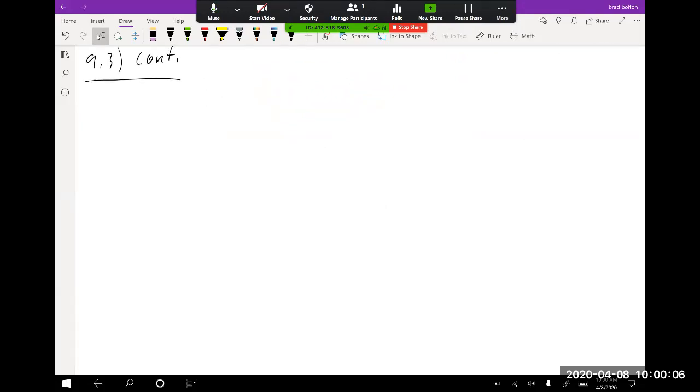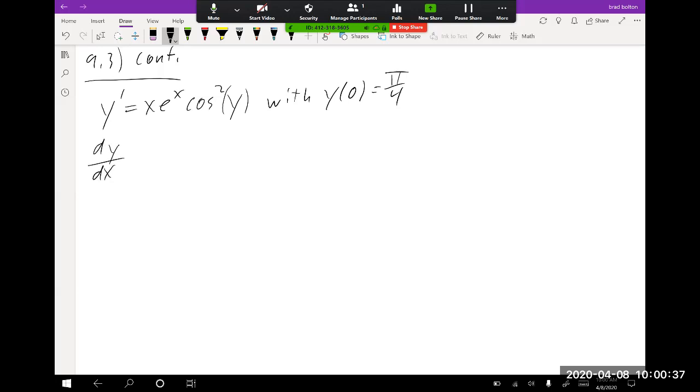The next problem we're gonna look at is y prime is equal to x e to the x cosine squared y, and this time I'm going to give you an initial value with y of 0 is equal to pi over 4. Okay, so first thing we do in general is if they give us a y prime, we would prefer the other notation, Leibniz notation, which is dy dx is equal to x e to the x cosine squared y.